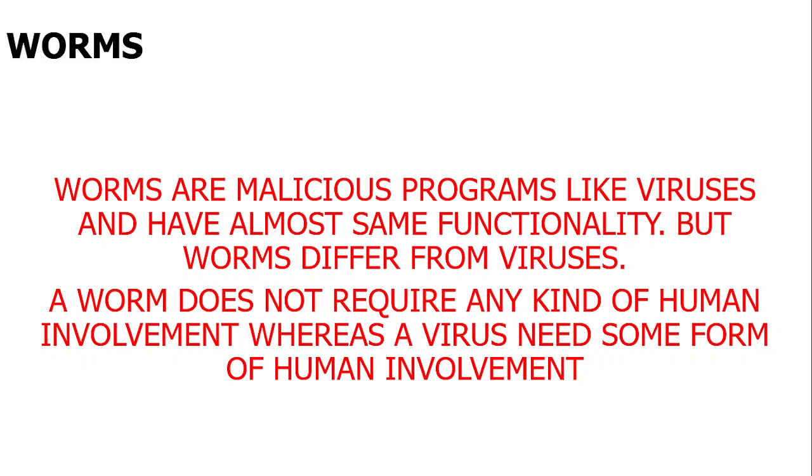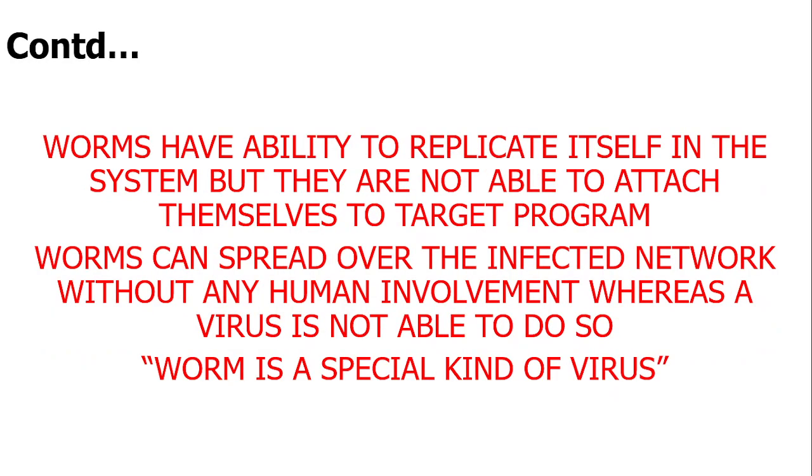Worms have the ability to replicate themselves in the system, but they are not able to attach themselves to the target program. Worms can spread over the infected network without any human involvement, whereas a virus is not able to do so, right? So there are a few things which a virus can't do but a worm can, but ultimately the worm is a special kind of virus.